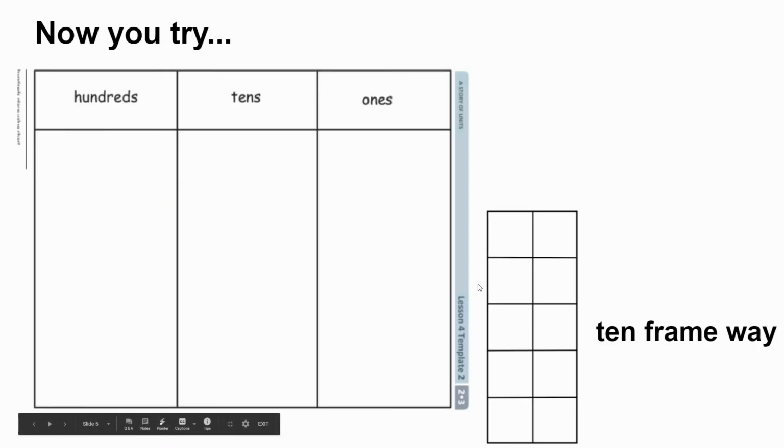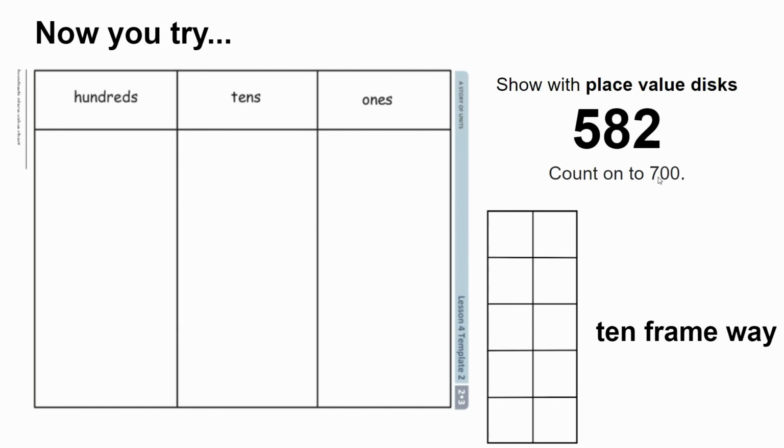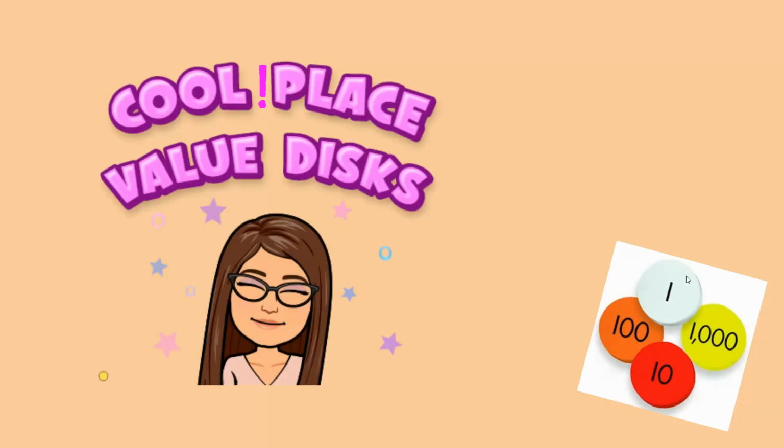Now, go to Seesaw and try counting up from 582 to 700. But don't forget, as you draw your place value disks, use our 10 frame way. Alright? Have fun, everyone!